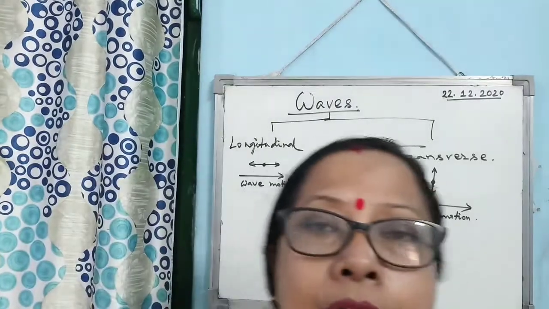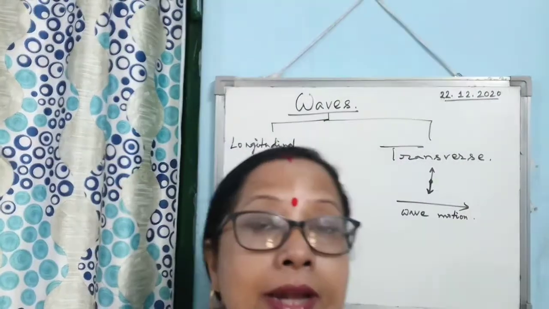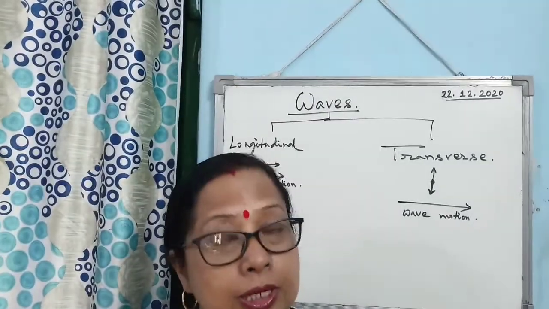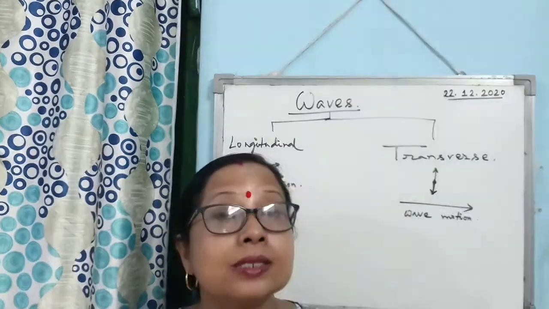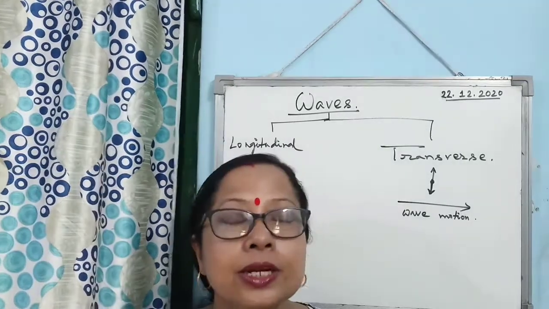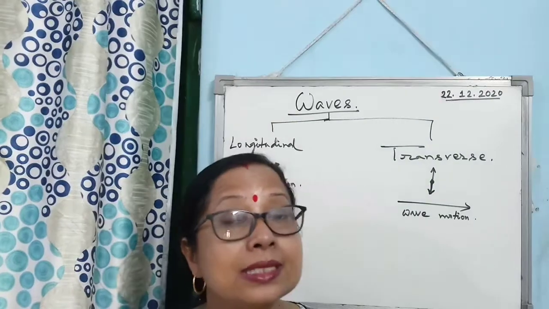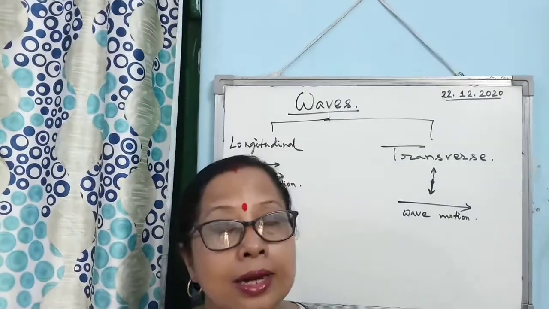When a longitudinal wave propagates through a medium, then alternate compression and rarefaction regions are produced. Compression region is which region? Where the particles come closer to each other, meaning the density increases apparently. And what is the rarefaction region? Where the particles move apart from each other, meaning the density of that portion decreases apparently. That is known as the rarefaction.